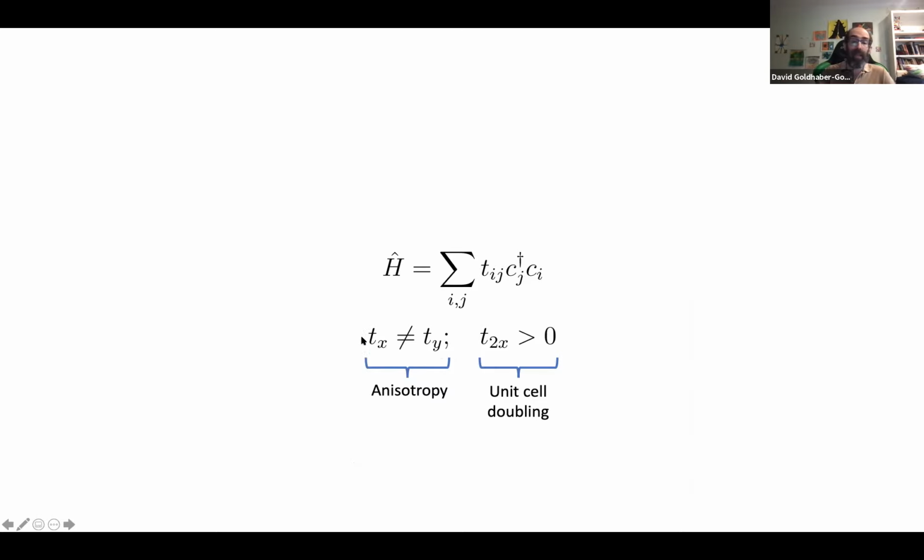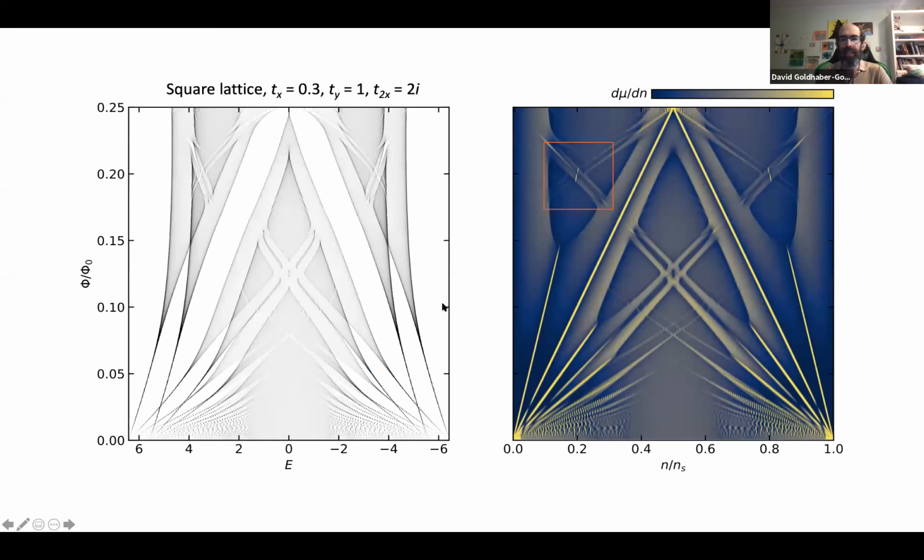I'll skip ahead. Joe played with some of the simplest adjustments he could make to this. He could say, all right, the hopping in one direction is a different strength from the hopping in the other direction. And he also said, let's add next nearest neighbor hopping, which effectively doubles the unit cell. And these were two of the first few tweaks he started putting in and calculating this. And here's what it produces.